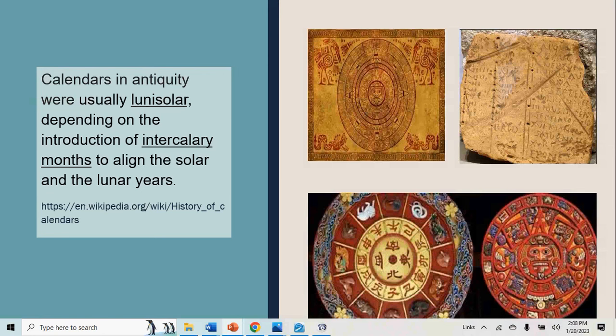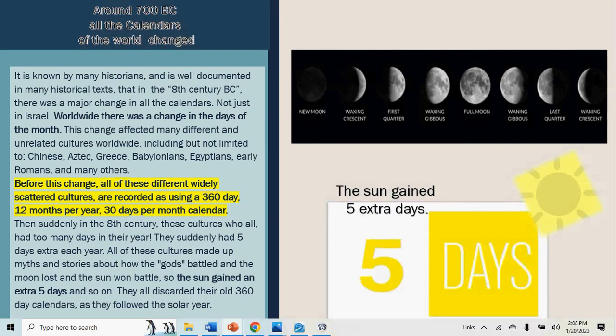But the calendars in antiquity were usually lunar-solar, depending on the introduction of intercalary months to align the solar and lunar years. And I'll leave all these links below. That's from History of Calendars. So around 700 BC, all the calendars of the world were changed. It's known by many historians, and well documented in many historical texts, that in the 8th century BC there was a major change in all the calendars, not just in Israel. Worldwide, there was a change in the days of the month.